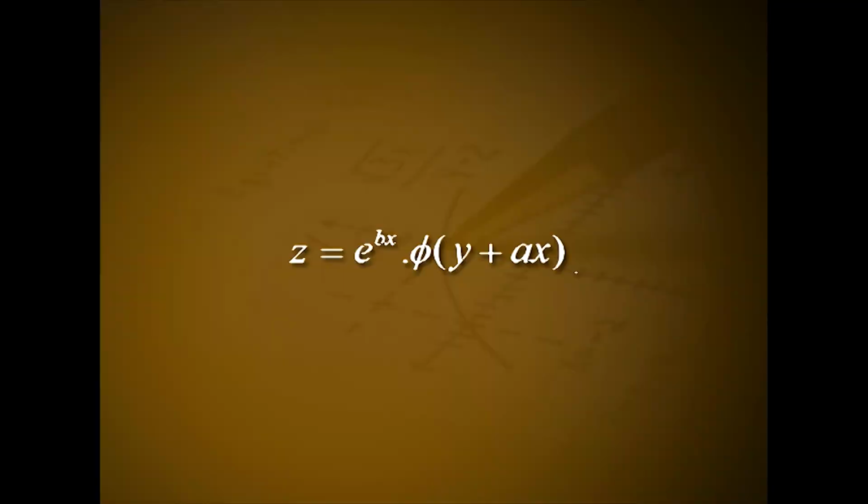Therefore, dx by 1 is equal to dy by minus a implies dy is equal to minus a dx, which implies y plus ax is equal to c. Also, dx by 1 is equal to dz by bz implies dz by z is equal to b dx, which implies z is equal to d into e raised to bx. Therefore, z is equal to e raised to bx into phi of y plus ax. Hence, the complementary function is the addition of the solutions to the various factors. The methods to find the particular integral are the same as those for homogeneous linear equations.